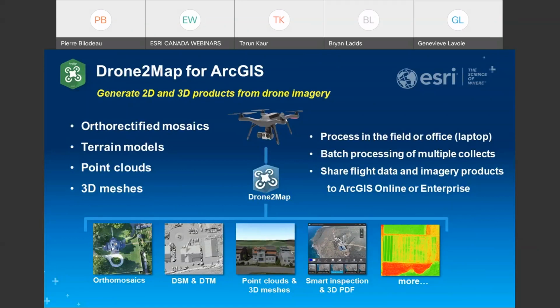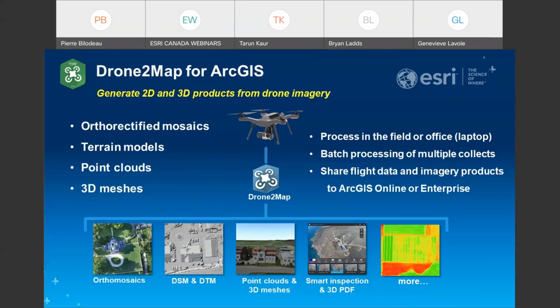It provides an intuitive and automated user-friendly experience, including for batch processing, and supports a wide array of platforms and sensors. And when you're connected, you can easily publish and share products through the enterprise portal and ArcGIS Online. And you can also open your project in Pro if you want to do more analysis in just one click. All in all, it integrates seamlessly with the ArcGIS ecosystem.